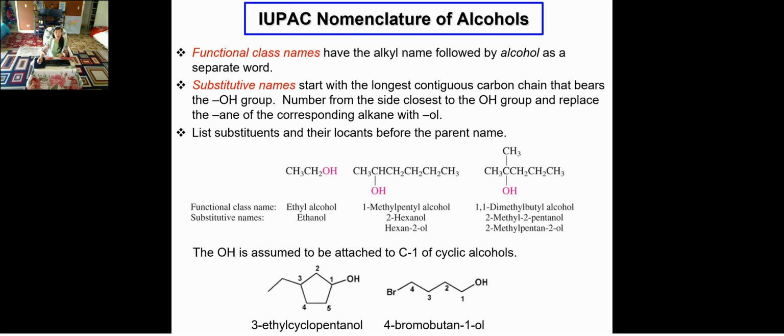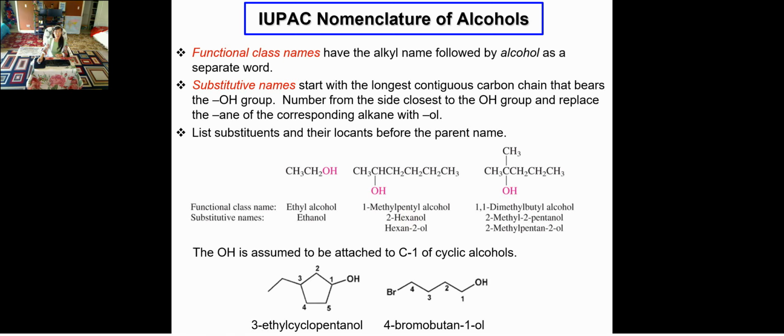Hexan-2-ol. Your OH, your alcohol, is located on the second carbon. Therefore, you call it 2-hexanol. People also call it hexan-2-ol. The first one is what I prefer. That's what I learned when I studied chemistry at your age.